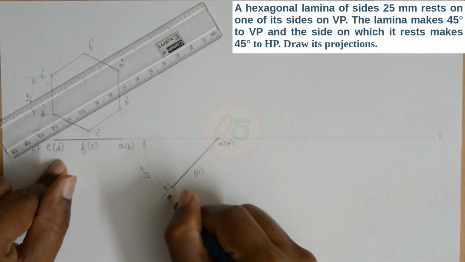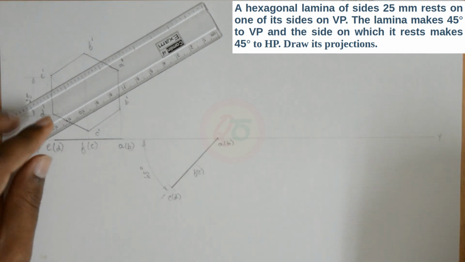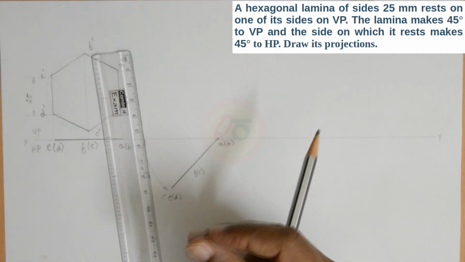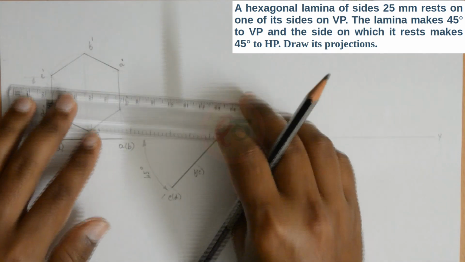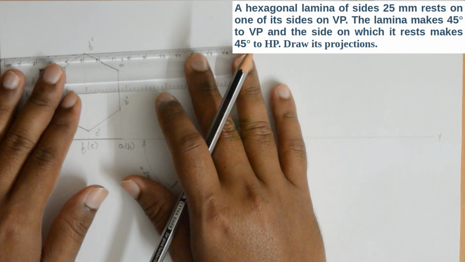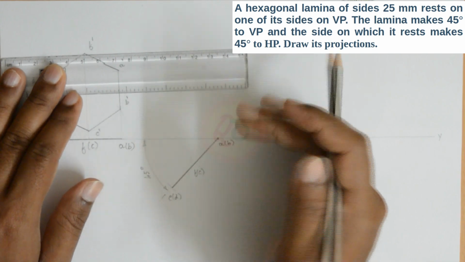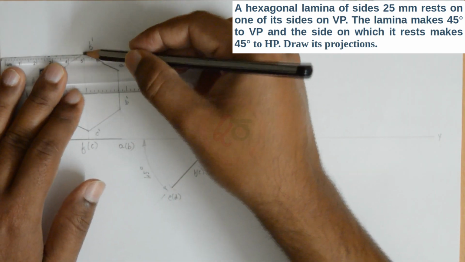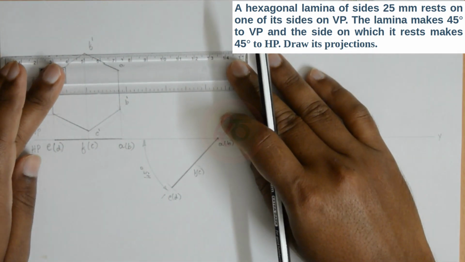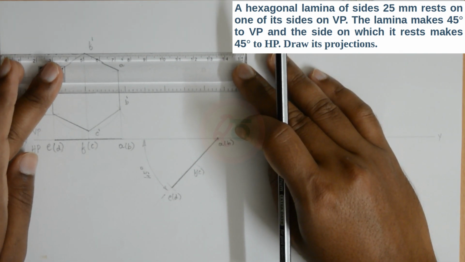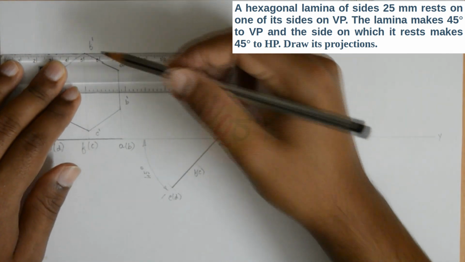and this will be E in brackets D. Now project these points onto the topmost positions. So from F dash, take a projection line and try to keep it parallel to your XY line as far as possible.